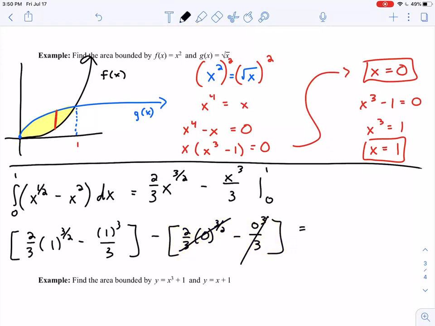So let's see, 1 to the 3/2, that's just 1, so I have 2/3 times 1. Oh boy, this is just a mess. 2/3 times 1 minus 1 cubed is 1 over 3. So I'm left with 2/3 minus 1/3, which gives me 1/3. So the area bounded by those two functions is 1/3.